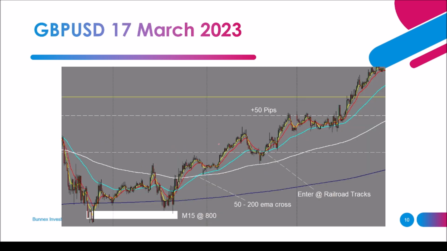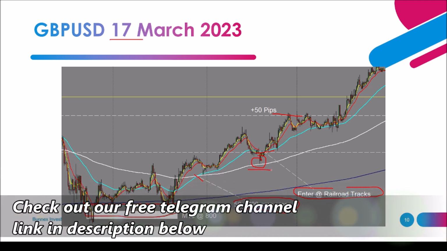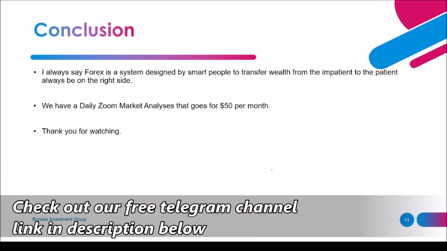So the last example was on the pound, and it occurred on the 17th of March 2023. You can go back in history to see it on live markets. We had a retest of the 800 here, and then after that a crossover of the 50, 200 EMA, and then a retest of the 200 EMA. Then we enter at railroad tracks, which is this one, our entry above this, then our exit at 50 pips, stop loss below with 25 pips. So basically that is what you'll be looking for.